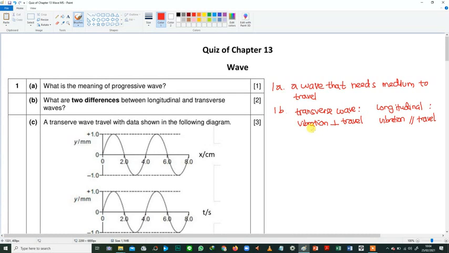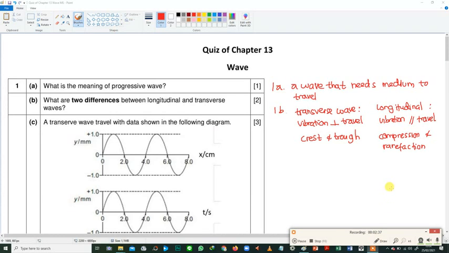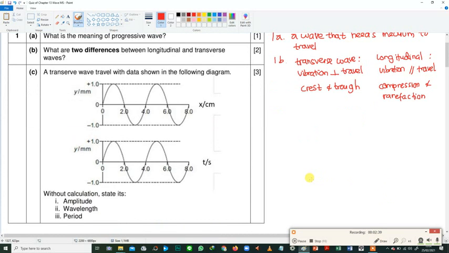What is the second one? The second one, we can talk about the appearance. In the transverse wave, there will be crest and trough. How about the longitudinal wave? There will be compression and rarefaction. Okay, that is the question 1b.